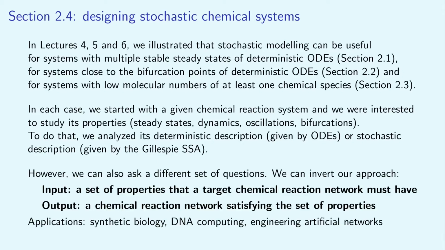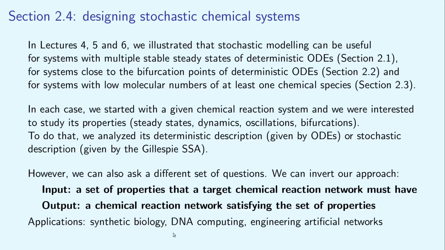However, we can also invert our approach and ask a different set of questions about designing chemical reaction systems with prescribed properties. That is, we can start with a set of properties that a target chemical reaction network must have and aim to construct a chemical reaction network satisfying this set of properties. Engineering chemical reaction networks is the aim of a relatively new interdisciplinary scientific field called synthetic biology. It can be done by altering a pre-existing intracellular network, but one can also engineer a network from scratch.